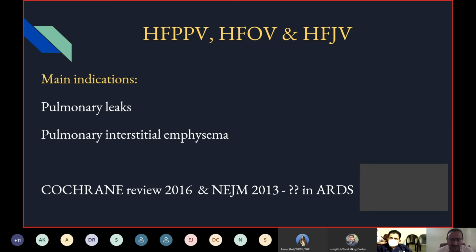Now, is there any indication? Maybe yes. Maybe if somebody has a gross pulmonary leak, where a high tidal volume delivered might just leak out through the chest tube. In those cases, maybe there is a role, because it delivers only a very small tidal volume, so the chances of it leaking out are less. And probably pulmonary interstitial emphysema, because of the same reason, so that you don't create a pneumothorax.